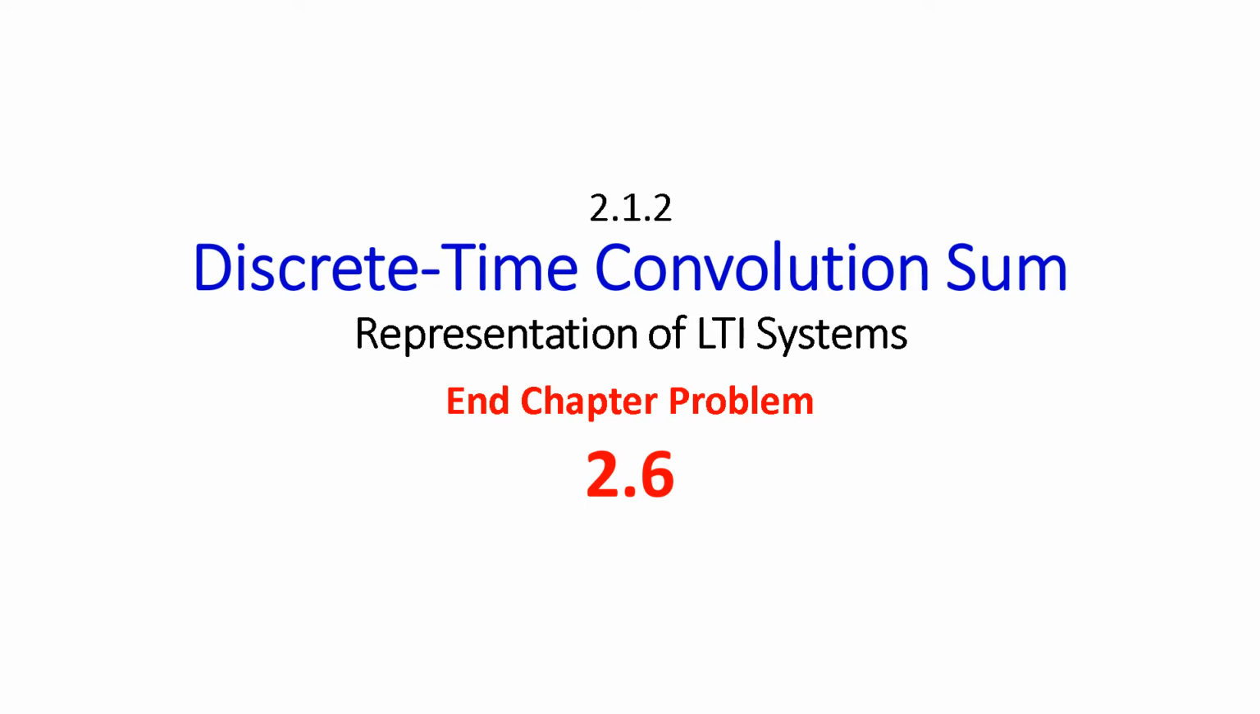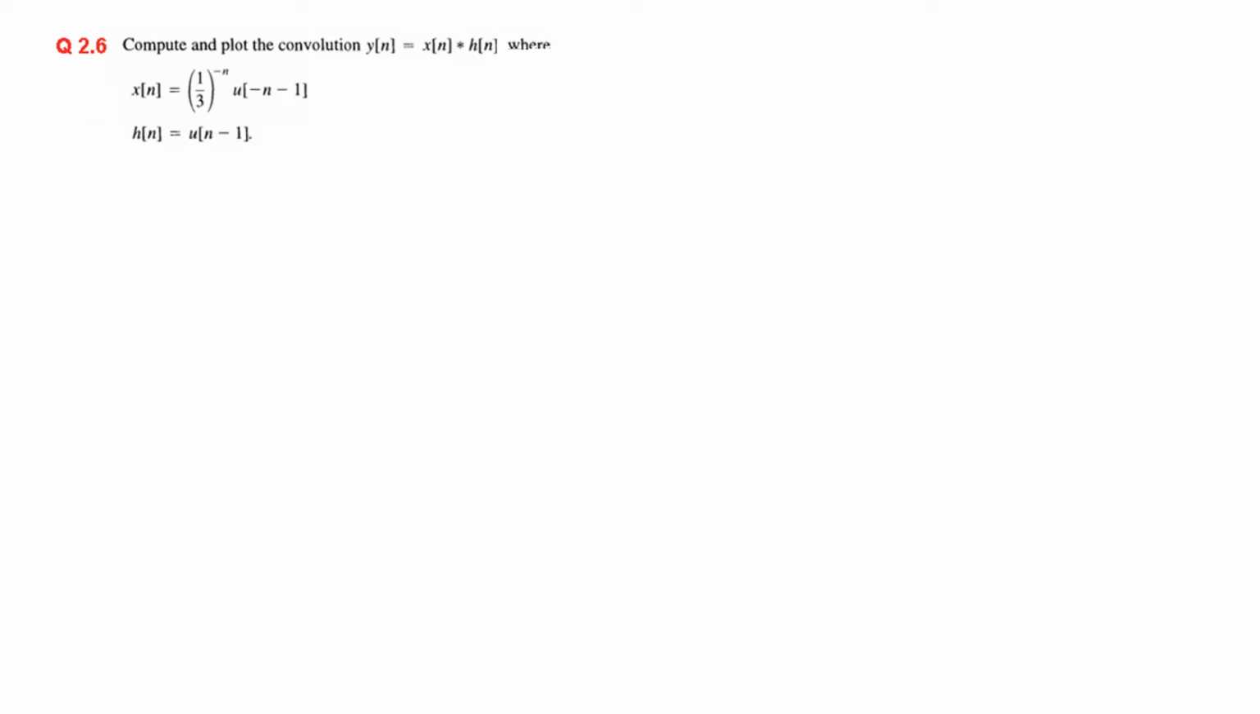This video is about discrete time convolution sum, and in this primarily we'll be solving end chapter problem number 2.6. Okay, so let's see the problem. Question 2.6. Compute and plot convolution y[n], which is equal to x[n] convolution h[n], where x[n] is given by this value and h[n] is shown as u[n-1].